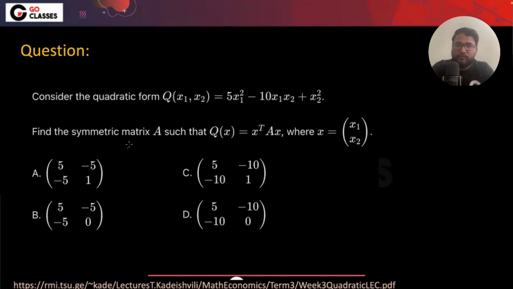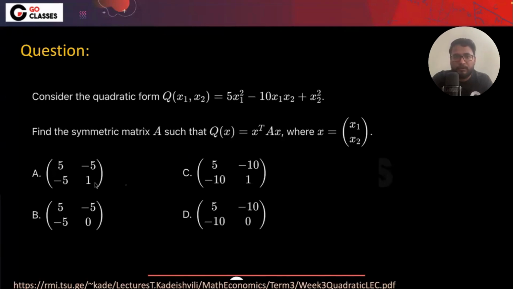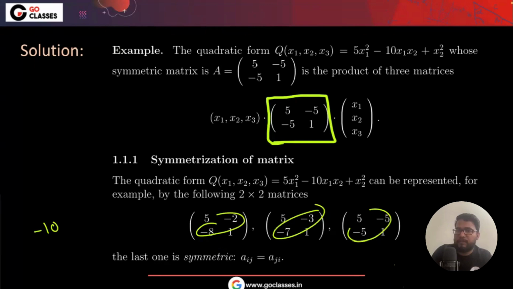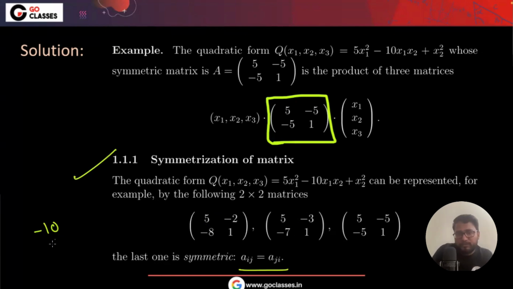Okay. Let me know what is the correct answer here. Find the symmetric matrix such that Q(x) equals x transpose Ax, where x is this. 5, 1, and minus 5, minus 5, right? So I think A is the correct answer. This is the answer. Now, what they're saying is symmetrization of the matrix: the quadratic form can be represented by this. You can split the coefficient minus 10 as minus 8, minus 2, or maybe minus 3, minus 7, or minus 5, minus 5. And the last one is symmetric. So this is about the symmetrization, right?